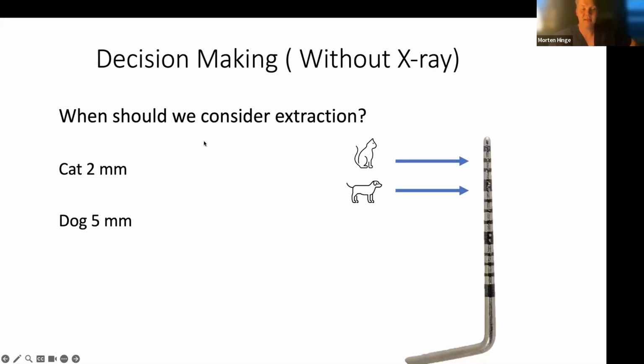So when you have a cat and you have a 2 millimeter pocket, that's nothing, right? But in a cat, it's actually a lot. Then you may consider extraction. If a dog has more than 5 millimeter pocket, you may consider extraction, or at least opening up the tissue, make an open root planing, meaning that you make a flap and you clean up the tooth and then you close the flap again, which is getting us more into advanced stuff.